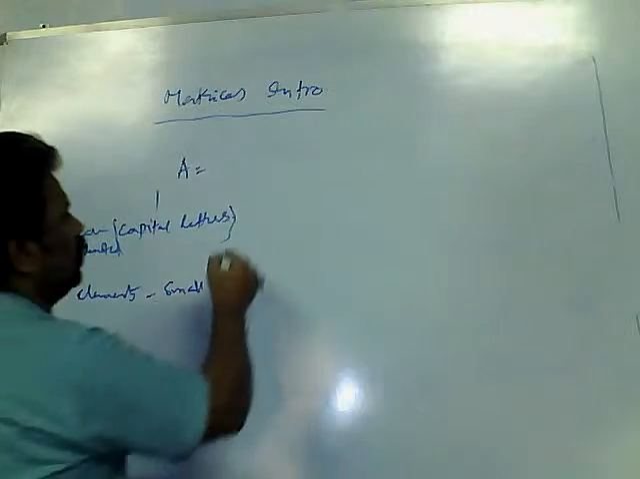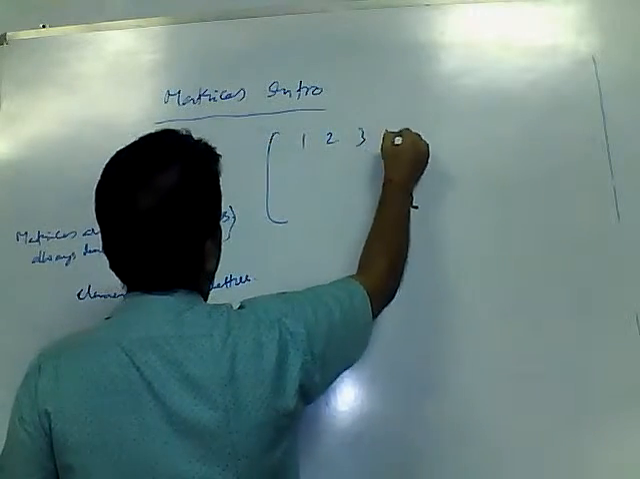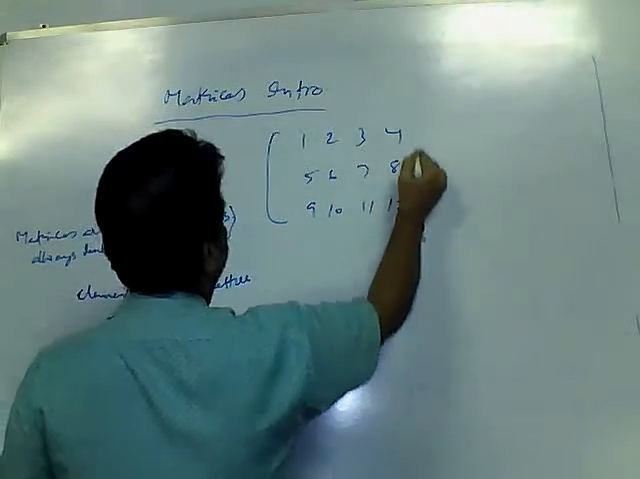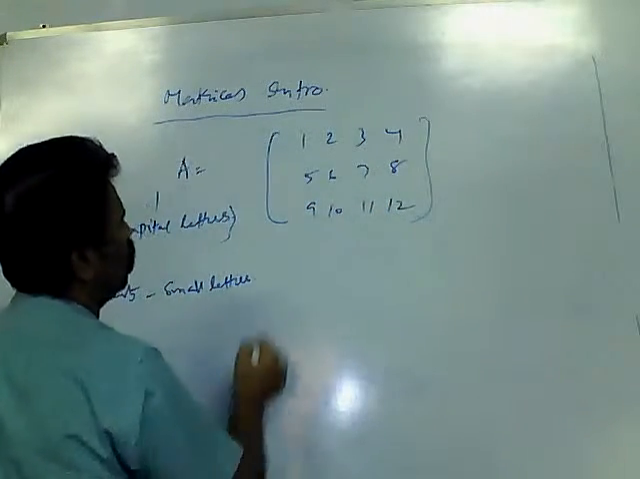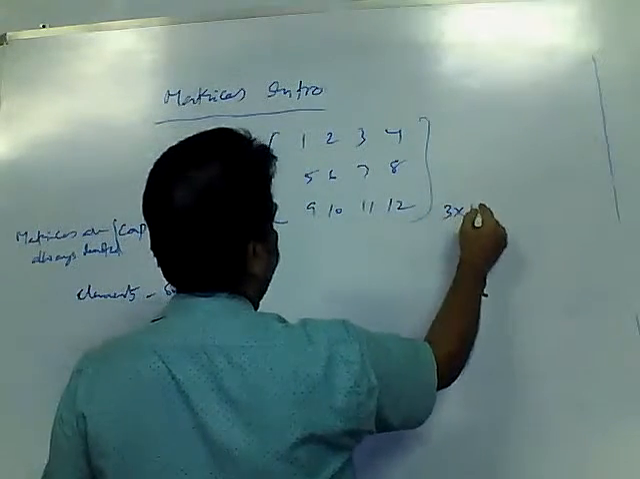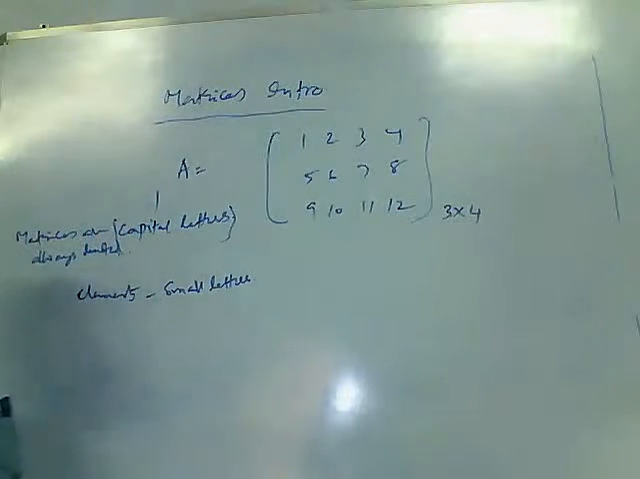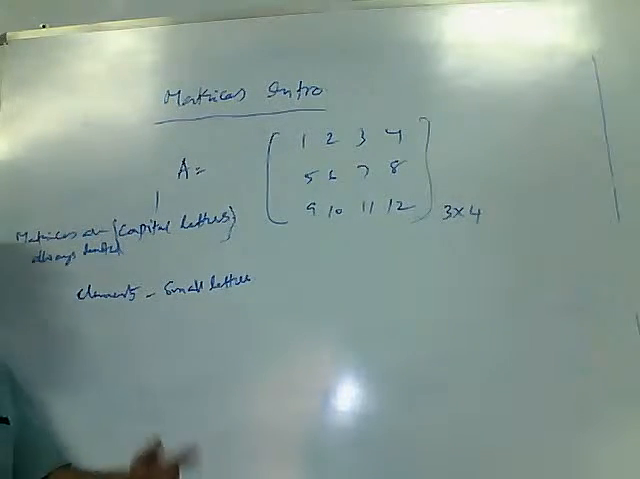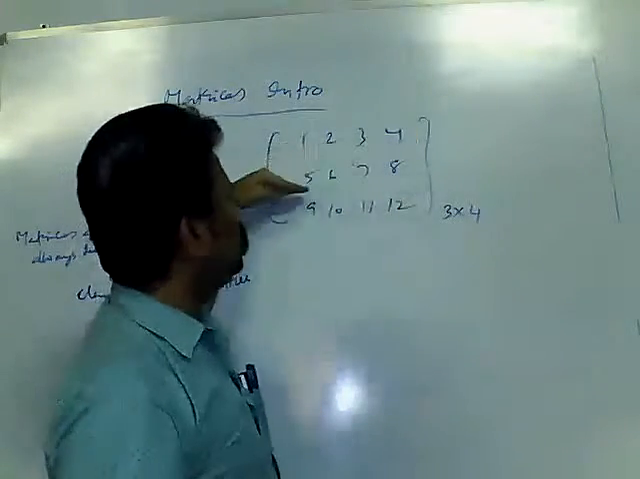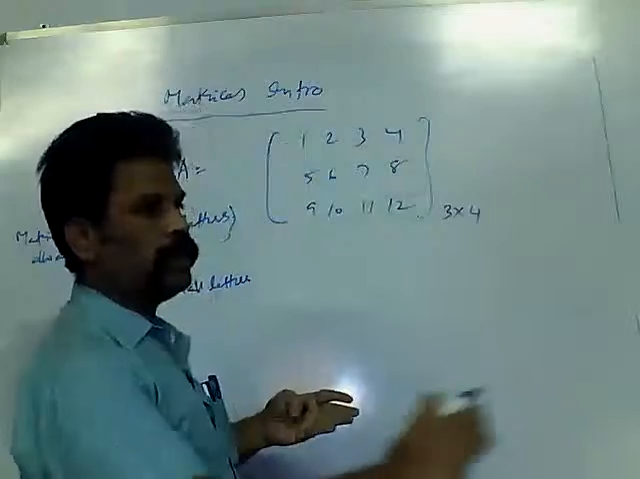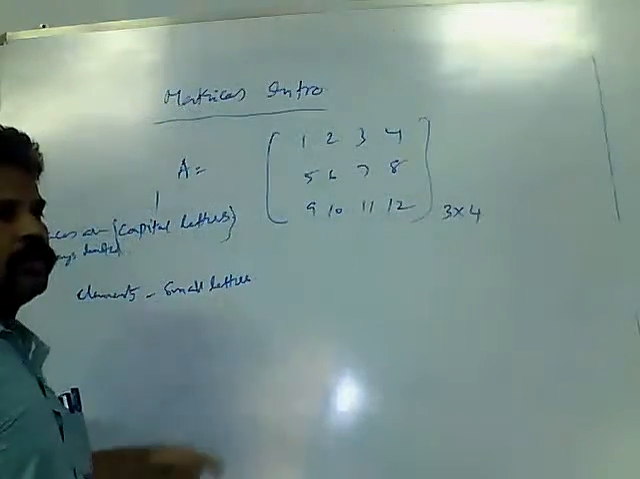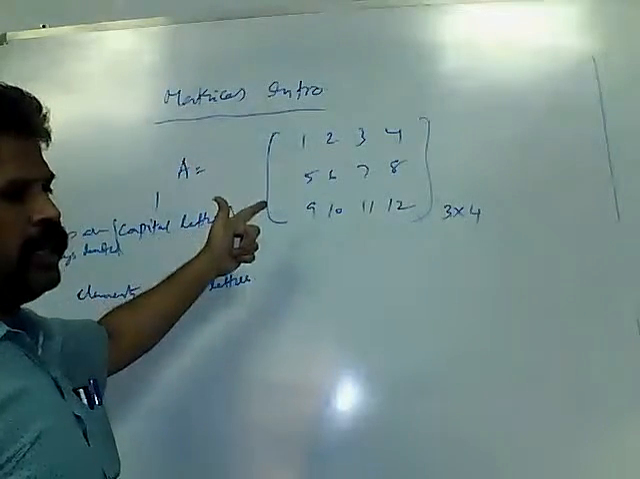Now, if I take a matrix like this: 1, 2, 3, 4, 5, 6, 7, 8, 9, 10, 11, 12. It is a matrix, right? How many rows are there? 1, 2, 3. How many columns are there? 1, 2, 3, 4. So there are 3 rows and 4 columns. You can easily see the vertical ones are columns, 1, 2, 3 and 4 columns, and horizontal ones are rows. Rows are always horizontal and columns are always vertical. I think you are clear with this part. So this is of order 3 by 4.